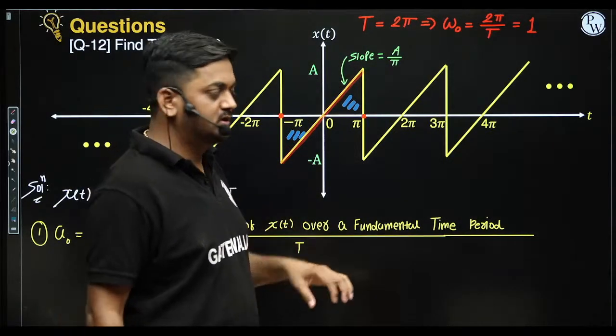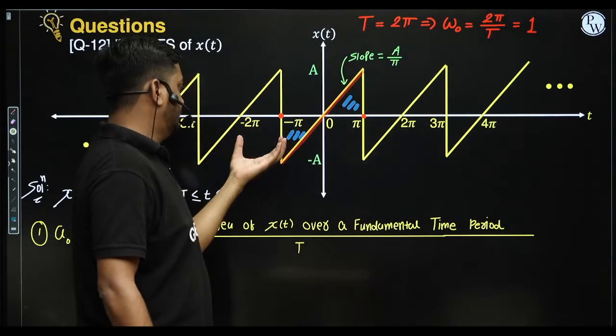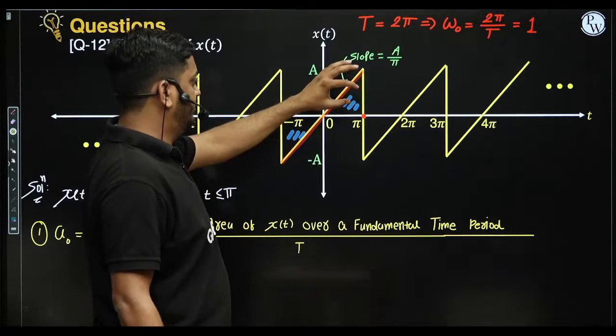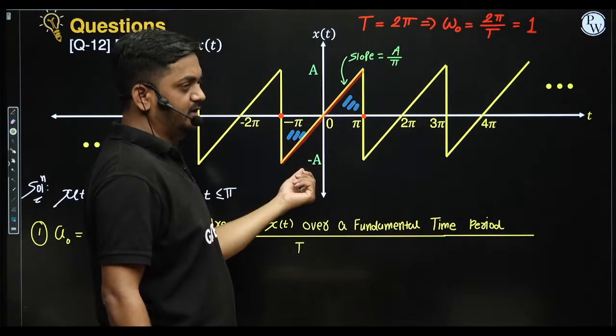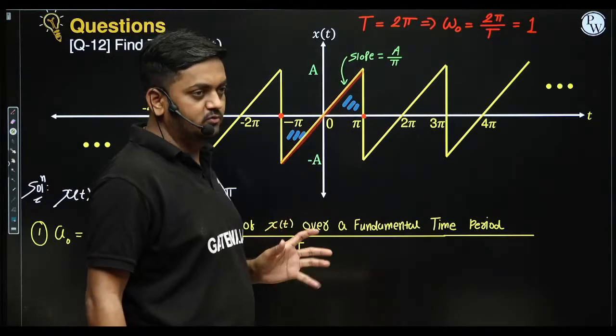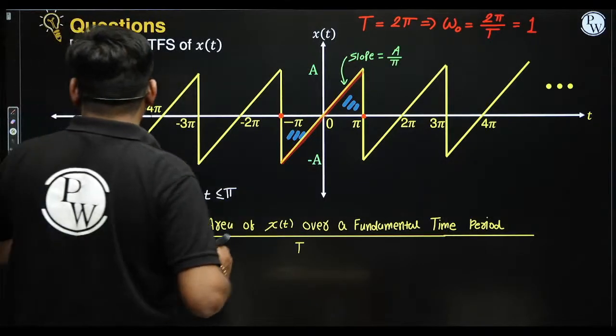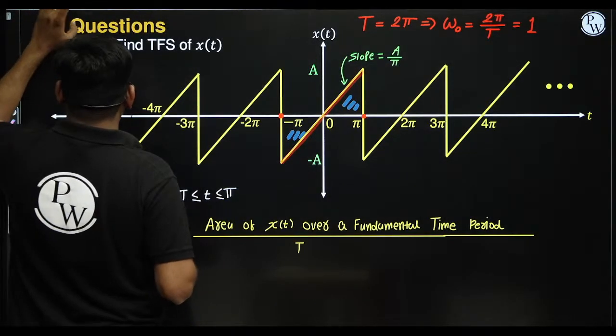Why? Because the area of the positive half cycle is exactly equal to the area of the negative half cycle, but opposite in sign. Here the area is positive, here the area is negative, because the amplitude is negative, that's why. So the area is negative here, and here also the area is positive, equal in magnitude, so that's why the total area is 0. If the total area is 0, then over the fundamental time period, the DC value is also 0, guys.